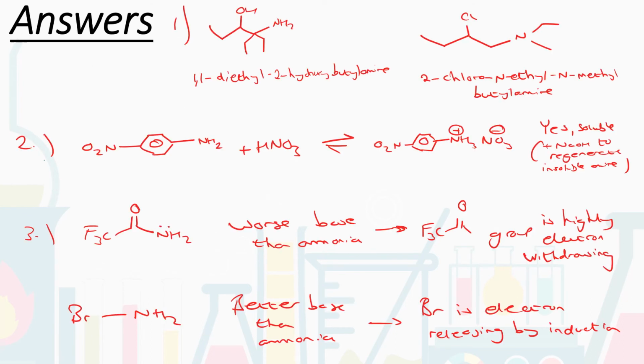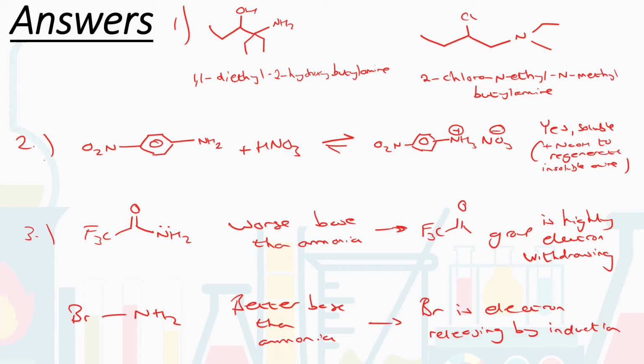So the first question was to name the following structures. For the first one of these, remember that when we name them, we always have to look for our longest carbon chain. Our longest carbon chain in this example is 4 carbons long, starting at the carbon where the NH2 group is attached and working from right to left. So it's 4 carbons long, so we know that we're going to end with the name butylamine. Remember that we use the suffix amine, so butylamine at the end.